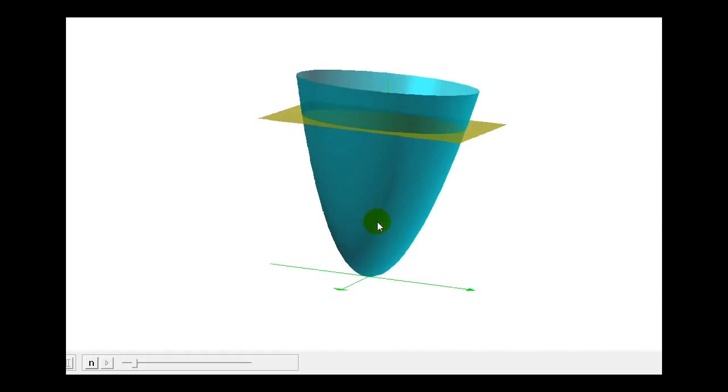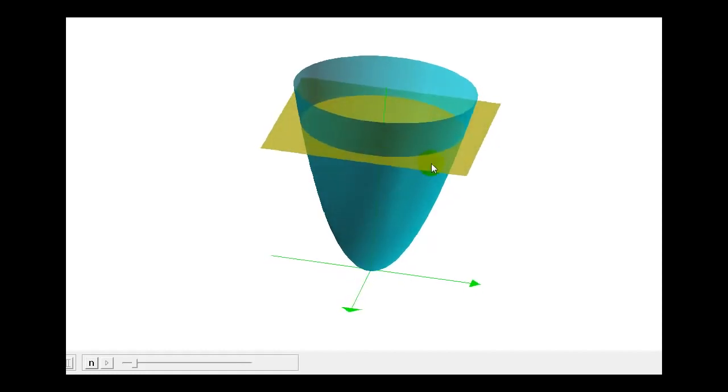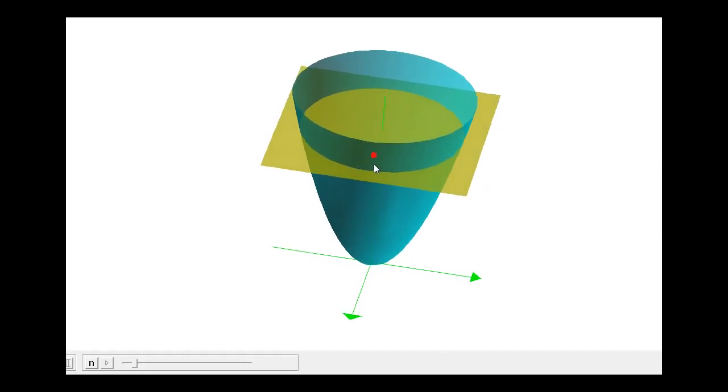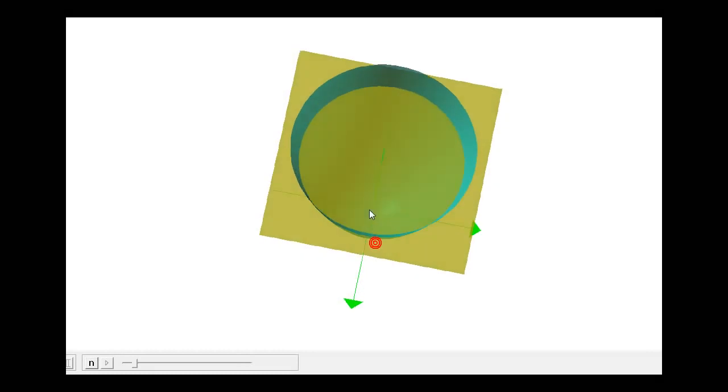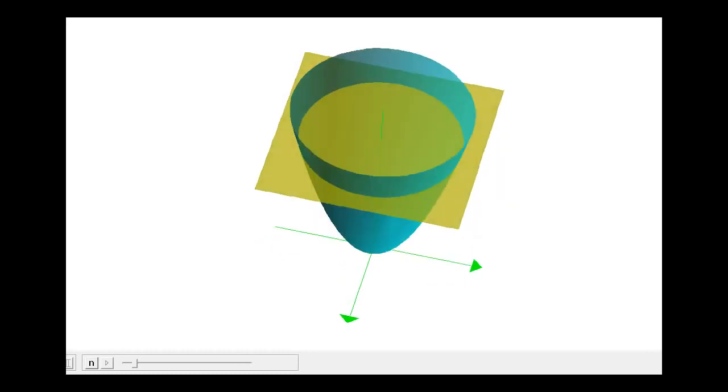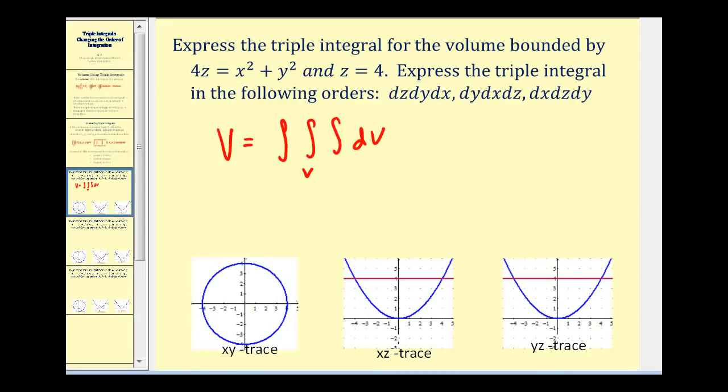The last thing I want to mention is that the xy trace, which would be where z is equal to 0, would only have one point at the origin. So instead of determining the xy trace, we're going to determine the z equals 4 trace, or the slice cut by this yellow plane, and you can see it's going to be a circle centered at 0, 0. So what we're going to do now is determine the xy trace, xz trace, and yz trace, and then we'll determine the limits of integration for these three orders of integration.